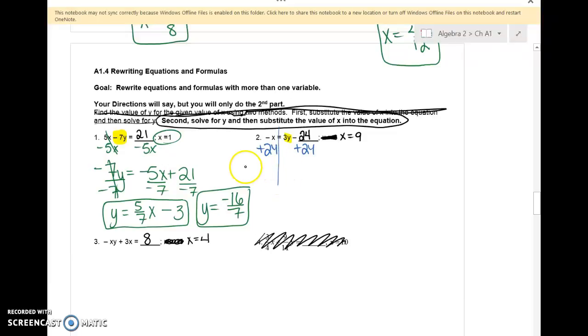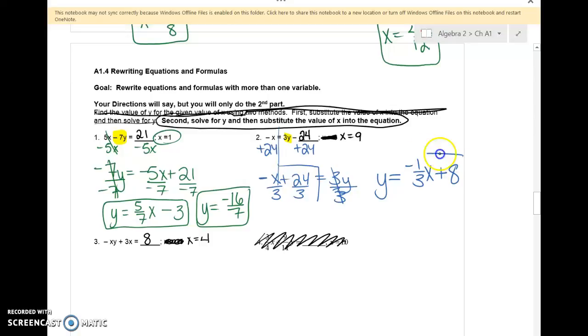So we have, over here on the left, negative x plus 24 equals 3y. I kind of zigged with my line right there. We are trying to get the y by itself, so we need to divide everything by 3. If you want to keep it like this with the y on the right, that's fine. If you want to rewrite it with the y on the left, that's fine also. Y equals negative 1/3 x plus 8.